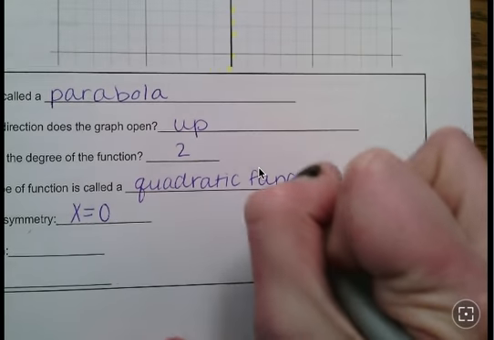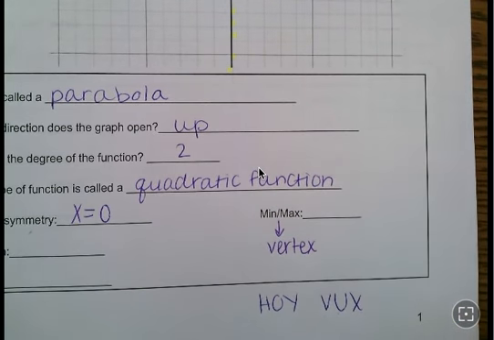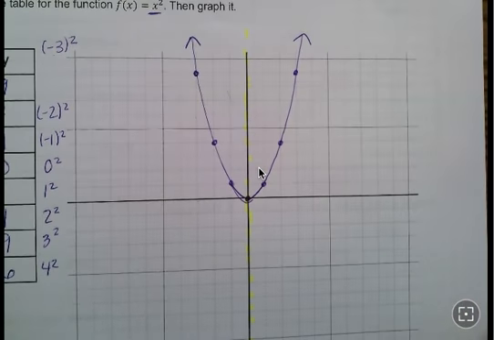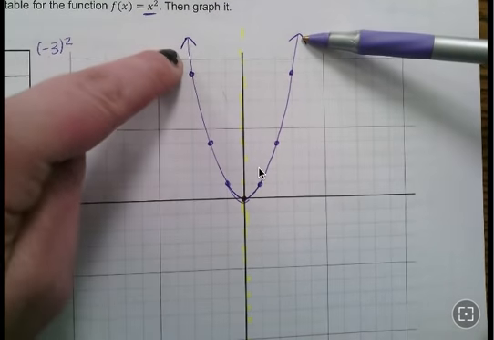All right, the minimum or maximum. This is also called the vertex, and we're going to talk more about that in the coming sections. But so we're just looking for the minimum or the maximum value. That's either going to be the highest point or the lowest point on the graph. And if you notice, this graph is going to go up forever and ever in both directions.